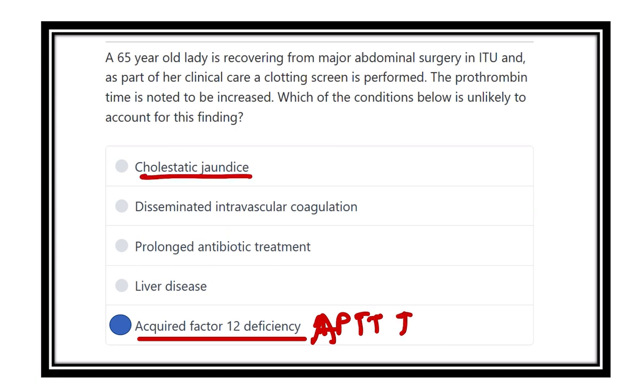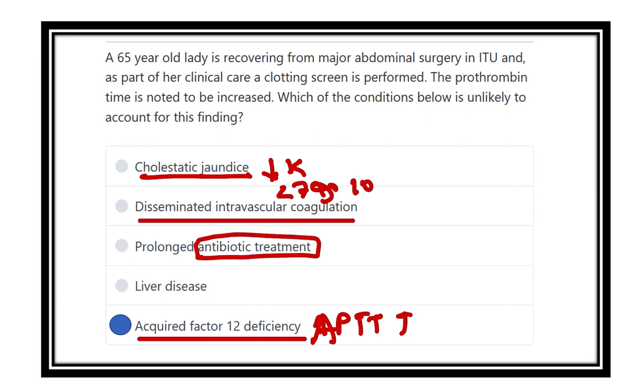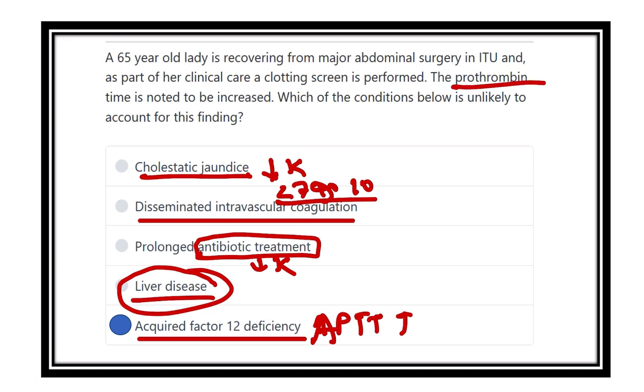On the other hand, cholestatic jaundice reduces vitamin K and the vitamin K dependent clotting factors, which are 2, 7, 9, 10. Disseminated intravascular coagulation, the DIC, affects almost all of the clotting factors. Then prolonged antibiotic therapy also reduces vitamin K. Also liver disease: in the liver different types of clotting factors are produced. So when liver disease occurs, it cannot produce 2, 7, 9, 10, and also produces an increased prothrombin time. So only factor 12 deficiency is not associated with prothrombin time prolongation. It is responsible for the prolongation of the APTT.